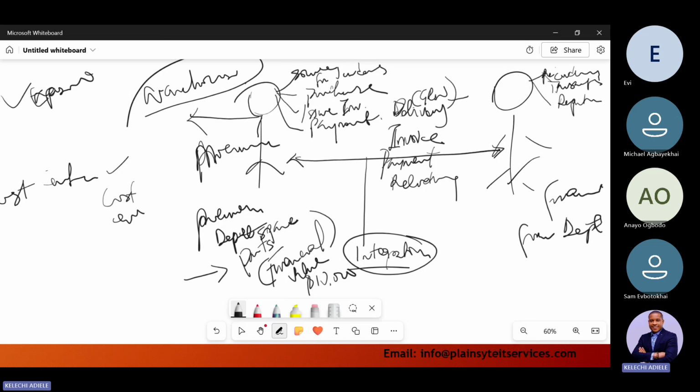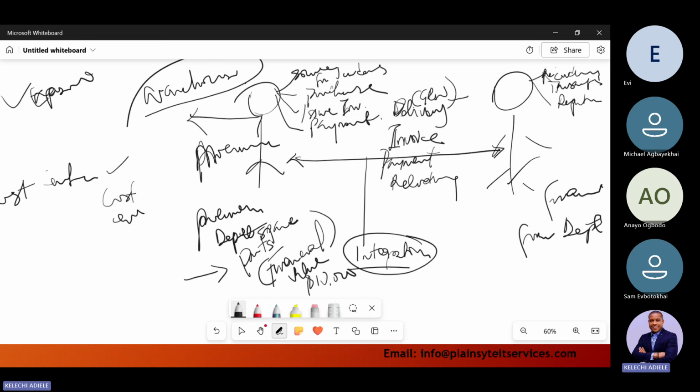The procurement team needs to forward that invoice to finance for finance to now pay. So the supplier will be chasing the procurement team. If payment has not been made, the supplier does not know finance; they know the procurement team. So the supplier will be chasing the procurement team to pay, and the procurement team will be chasing finance to release the payment.